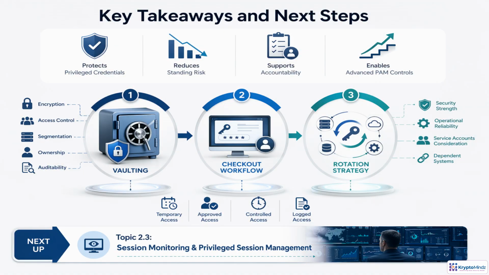The core message is simple: protect privileged credentials first, then build stronger controls around their use. Vaulting provides encrypted, segmented, auditable storage. Checkout makes access temporary, approved, controlled, and logged. Rotation reduces standing risk, but it must be planned around reliability and dependencies. Next, we shift from controlling credentials to monitoring and managing privileged sessions.